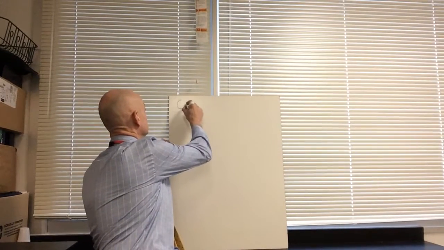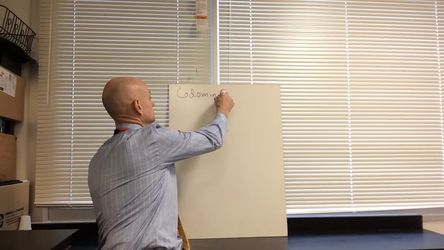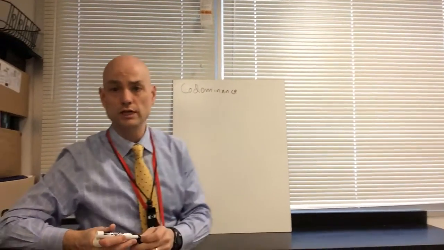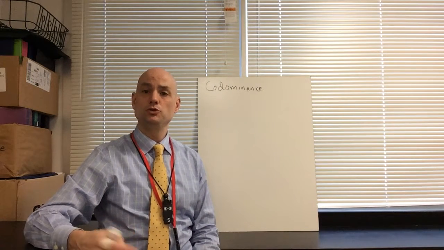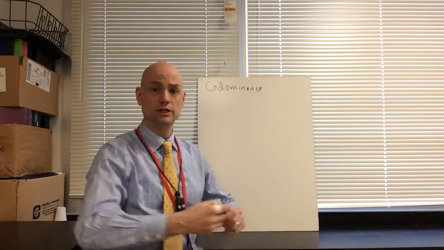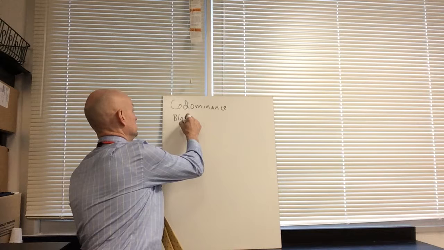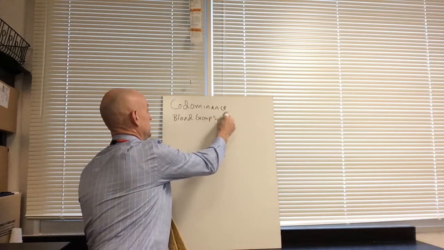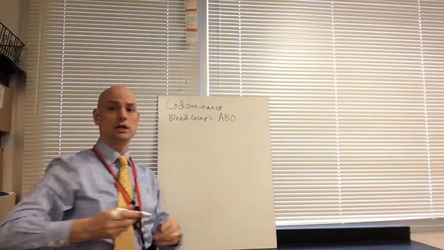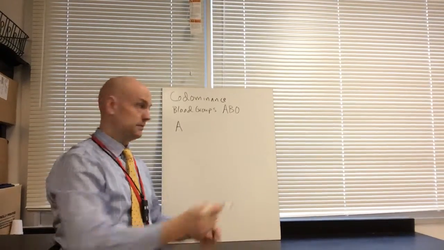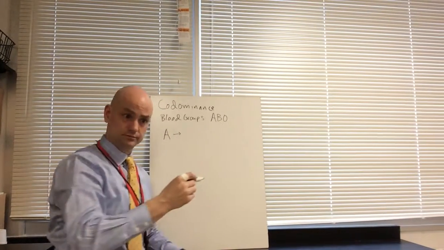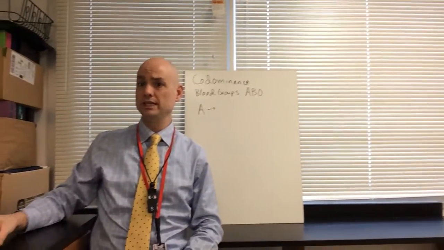Okay, everybody. So we're going to talk about what's called codominance. Codominance kind of refers to what happens if you have two traits that are dominant. And a great example is our blood groups: A, B, and O. Okay, so how does this work? So if you have type A, it has a trait that expresses a protein on the surface.